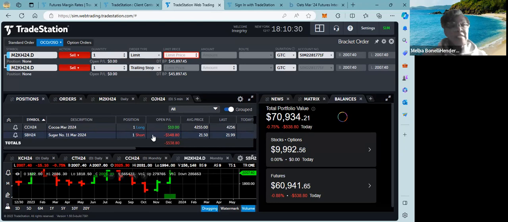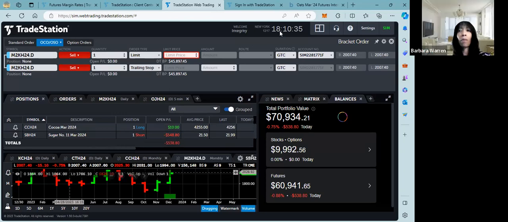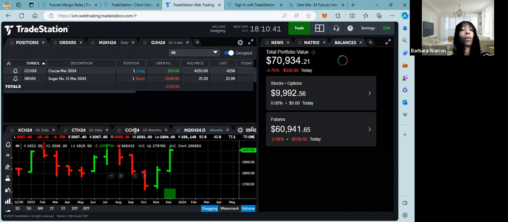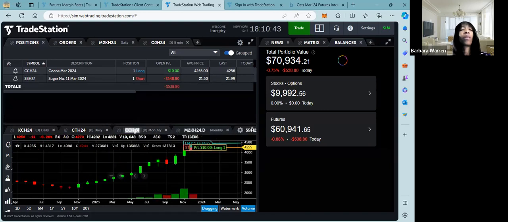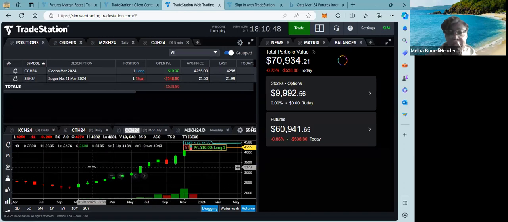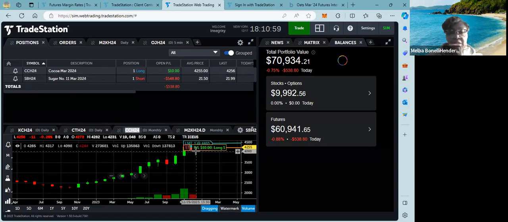And can we see the cocoa chart? Yes. So this is her cocoa chart. And so you can see on the cocoa chart, she's longing the market, and you could see the green where she's going to exit. And then you could see her trailing stop over to the left a little bit.